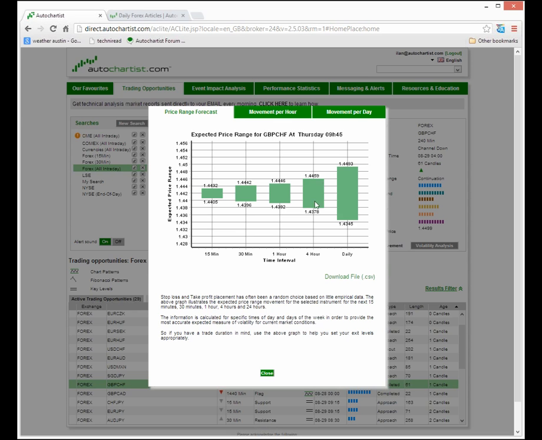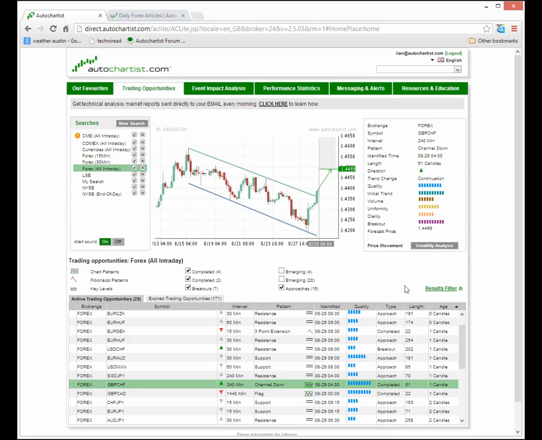You should be looking at the 1445 level or 1437 level for your stop losses or take profits, which will give you a 4 hour time period within which you think you're going to be knocked out of the market or make a profit in the market.